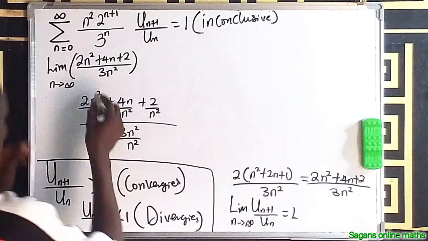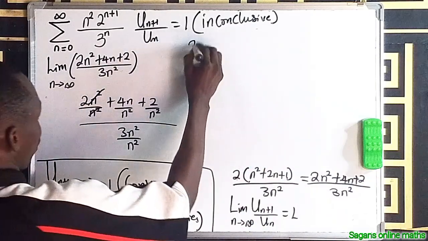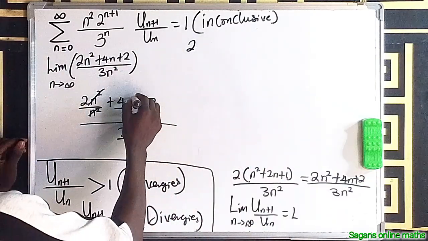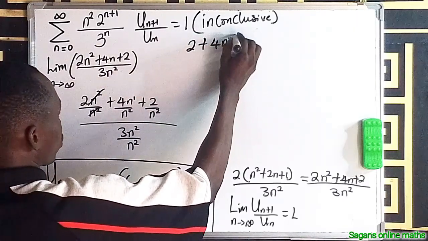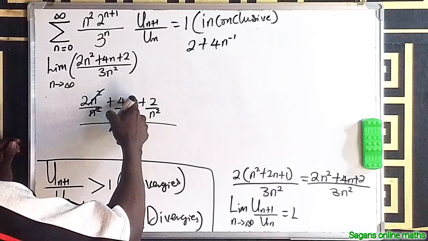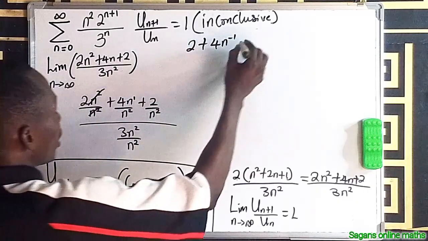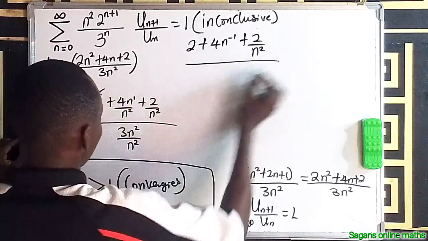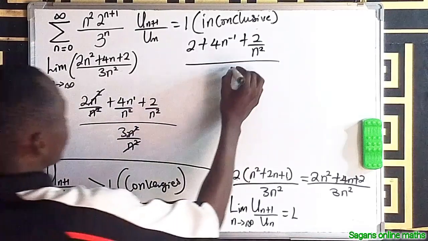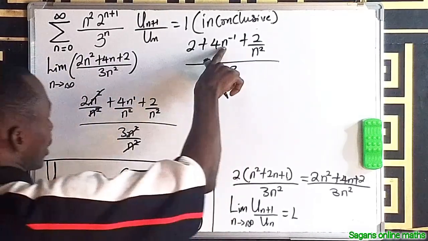Now this will cancel out this, and I'm left with only 2. Here it is 1. By the indices law, I'm going to add: this is plus 4n to the power of minus 1, because this 2 will go up, and 1 minus 2 gives us minus 1. Then plus 2 divided by n squared. Then all divided by what? This will cancel out this, and I'm left with just 3.